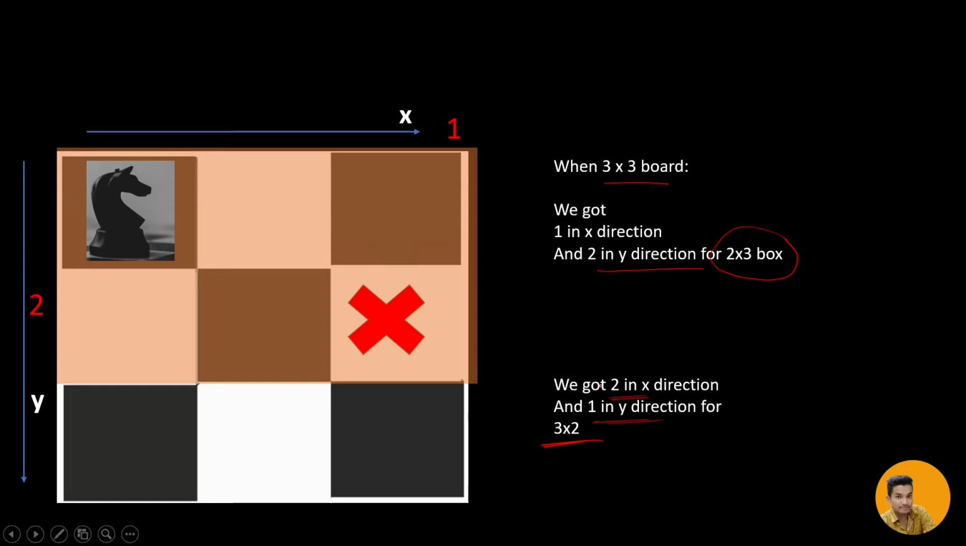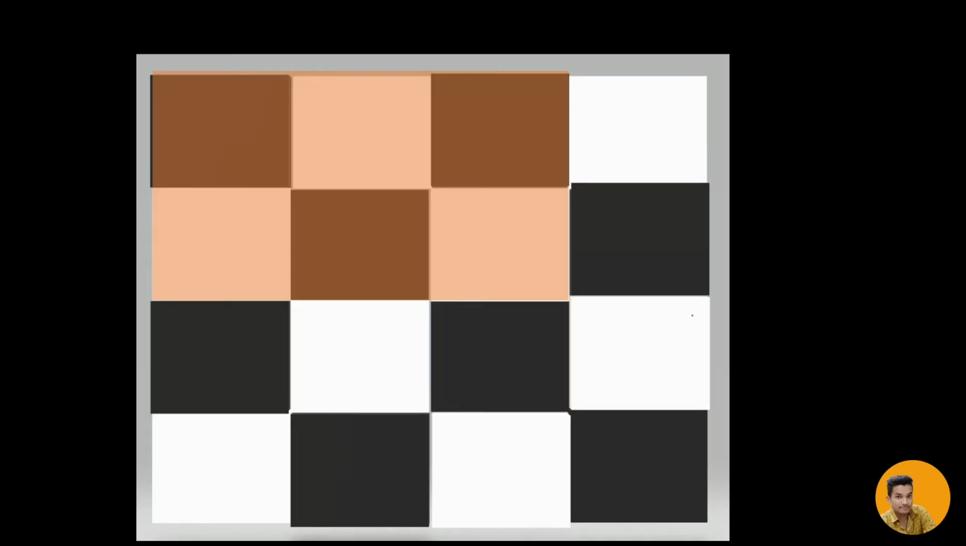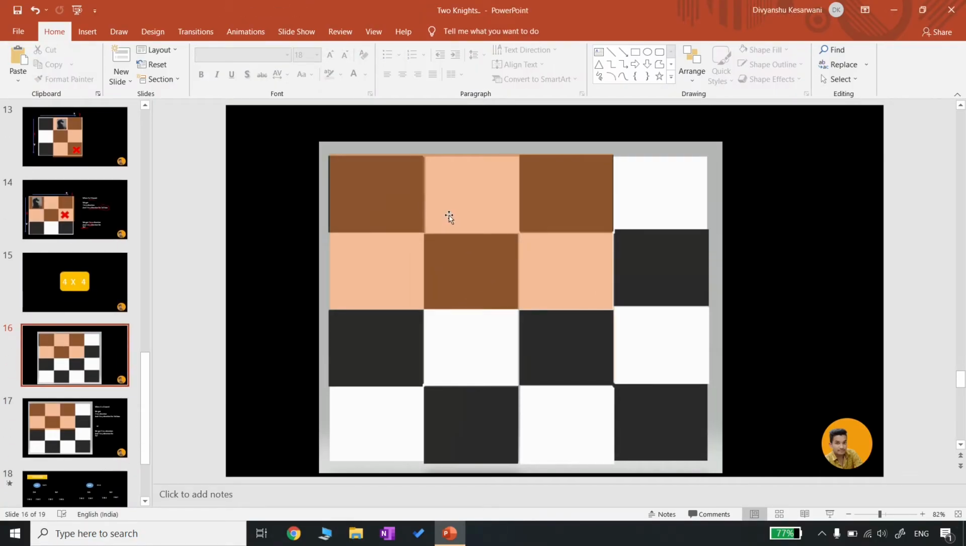Alright, let's count for 4 cross 4 boxes. 4 cross 4, we have 4 cross 4 chessboard. So this is a 4 cross 4 chessboard, and let's count here the boxes similar 2 cross 3 and 3 cross 2 boxes. Okay, so let's count for 2 cross 3 box. So 2 cross 3 means this is not 2 cross 3. Yeah, it is 2 cross 3, right? 2 rows, 1 2 and 3 columns, 1 2 3.